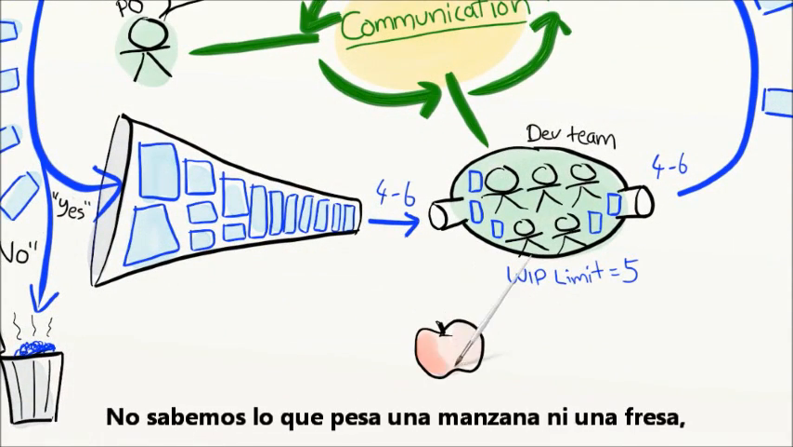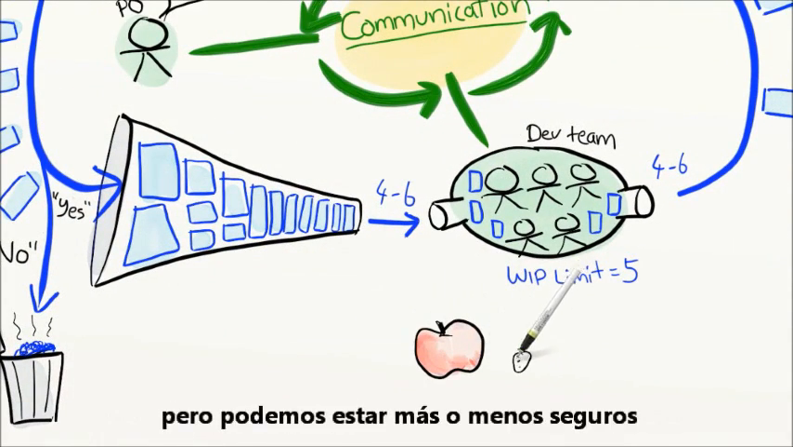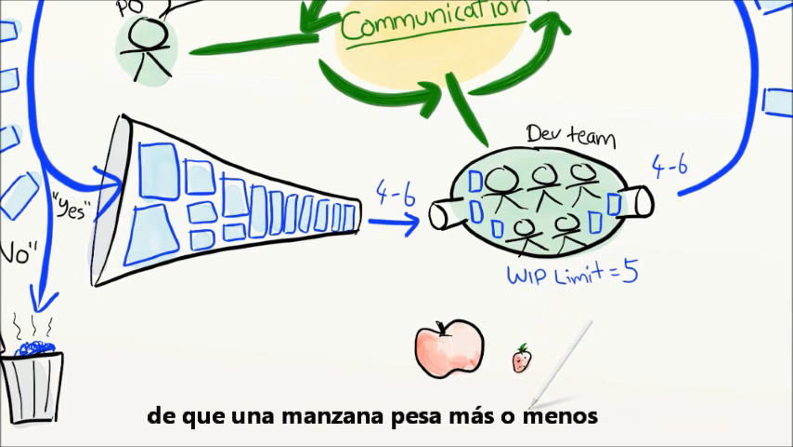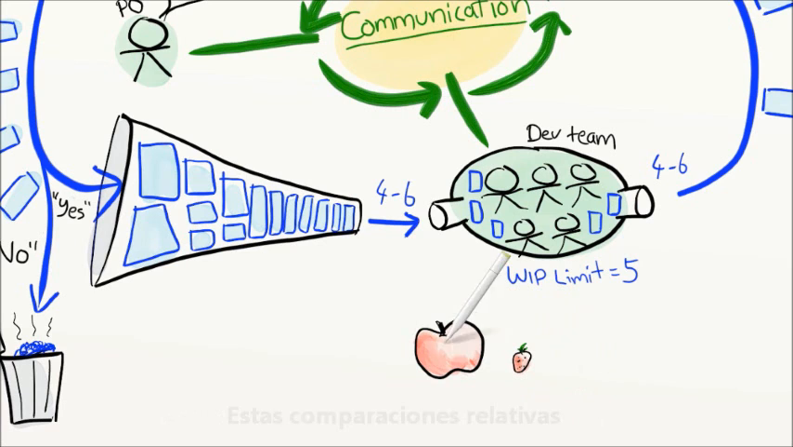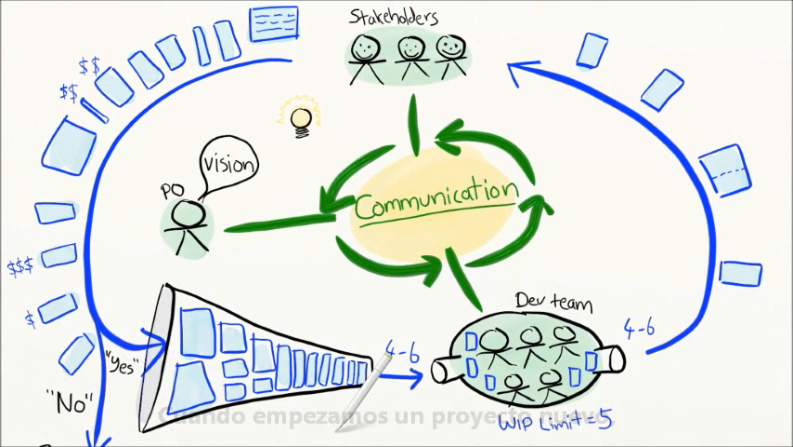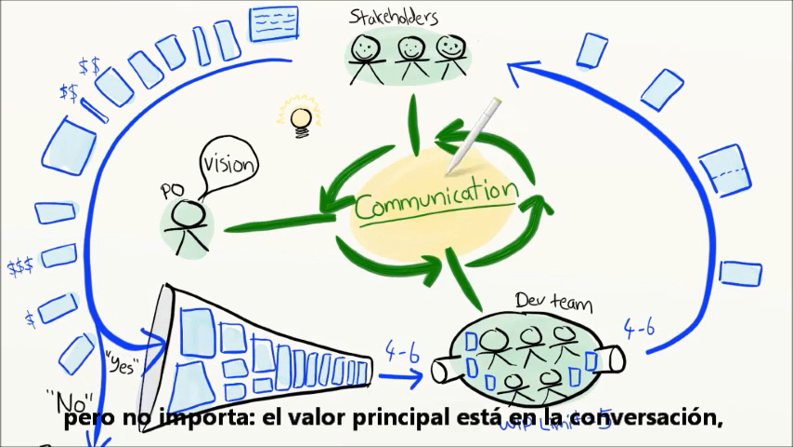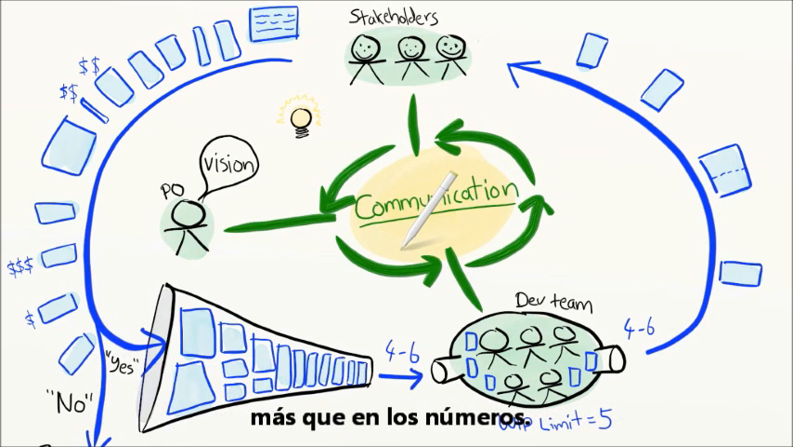I don't know what this apple weighs, or that strawberry, but I'm pretty sure that the apple weighs at least 5 times as much, and that the strawberry tastes better, to me at least. And that's all Pat needs to know in order to prioritize the backlog. It's pretty cool that way. At the beginning of a new project, our guesses will inevitably suck. But that's okay. The biggest value is really in the conversations rather than in the actual numbers.